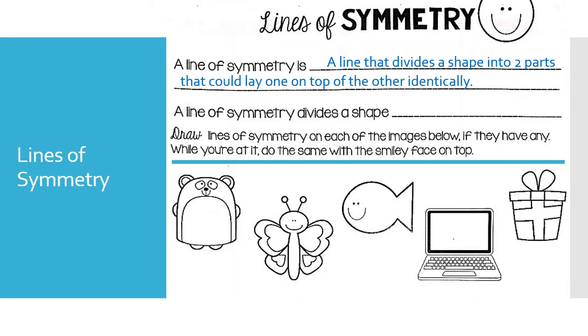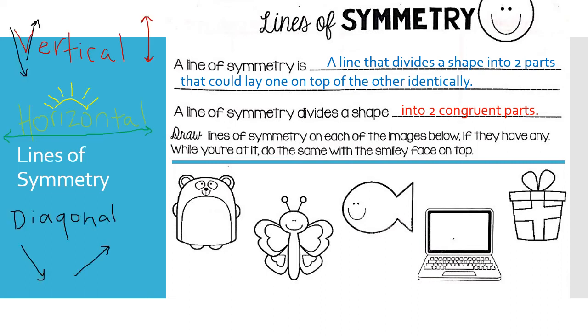Okay, a line of symmetry is a line that divides a shape into 2 parts that could lay on top of the other identically. That means if I folded this shape in half down a line, would it look exactly the same on both sides? So it divides the shape into 2 congruent, or same size, same shape parts. When we're looking for lines of symmetry, we might see a vertical, an up and down line, or horizontal side to side line, or a diagonal line of symmetry, and that means it crosses.